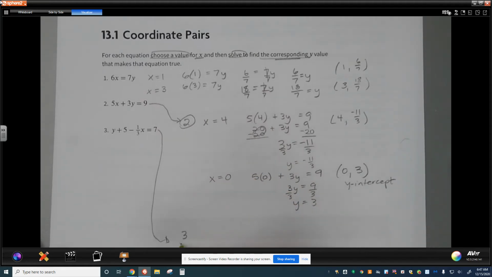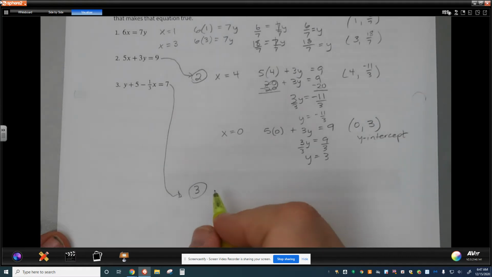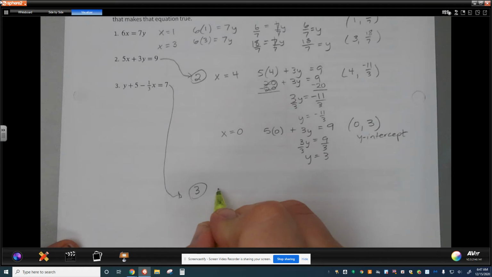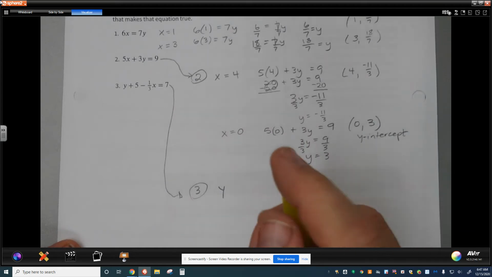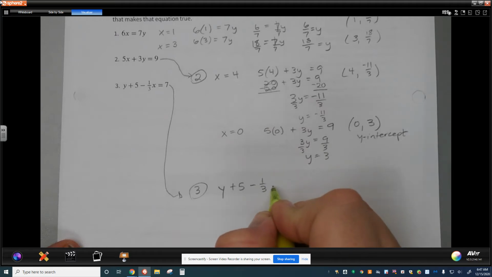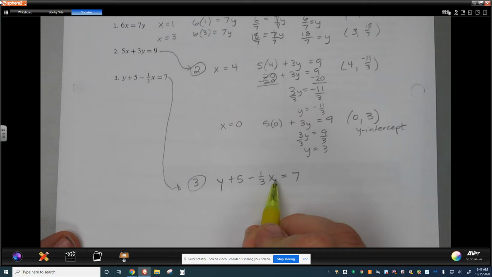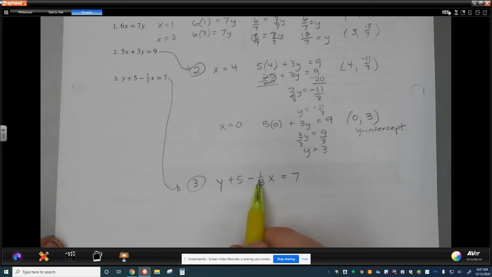Problem number 3. This one is a little trickier. This one has a fraction in it, but I have a strategy for you. Whenever I see a fraction inside of an equation, especially when I have a coefficient for x, I can think about what number I can multiply by this fraction to give me a whole value, or at least an integer.